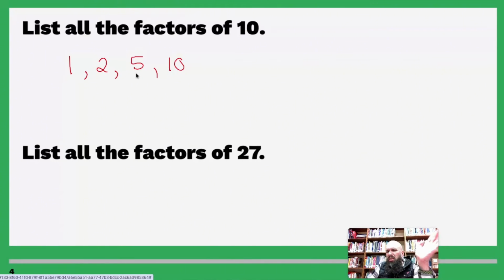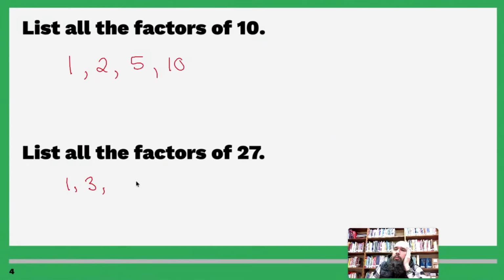Kind of tricky. Sometimes it's going to be very time-consuming, like this one's going to be. But once we get halfway there, we're going to be done. So let's list all the factors of 27. This one's going to take a while. Always start out with 1. Can you divide 27 by 2? No. Can you divide it by 3? Yes.